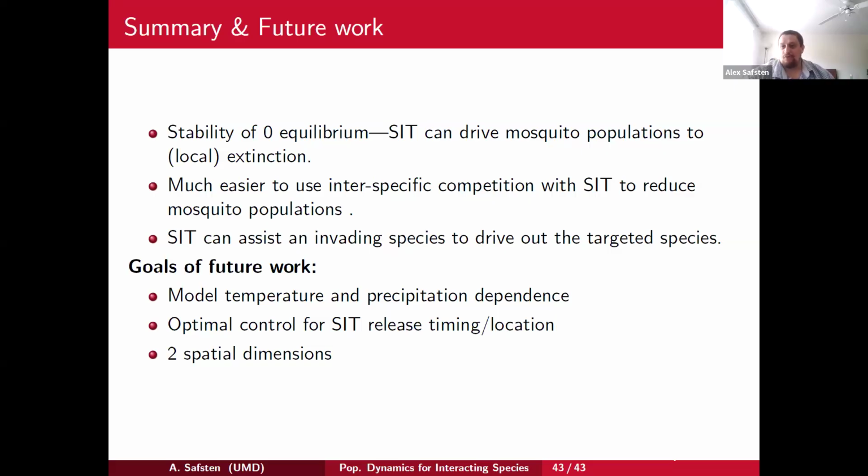And of course, we'd like to do optimal control of SIT to understand how we should tune our control parameters so that we can release as few sterile males as possible and still eliminate the wild mosquito population. And of course, we want to do all of this in two spatial dimensions, which is a much more accurate representation of what's really going on in the world than the 1D model. That concludes my talk. Do I have any questions?